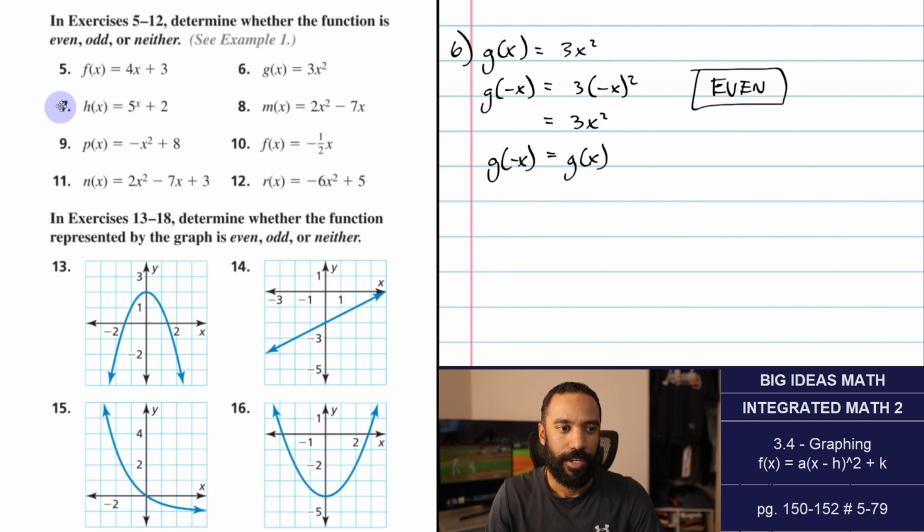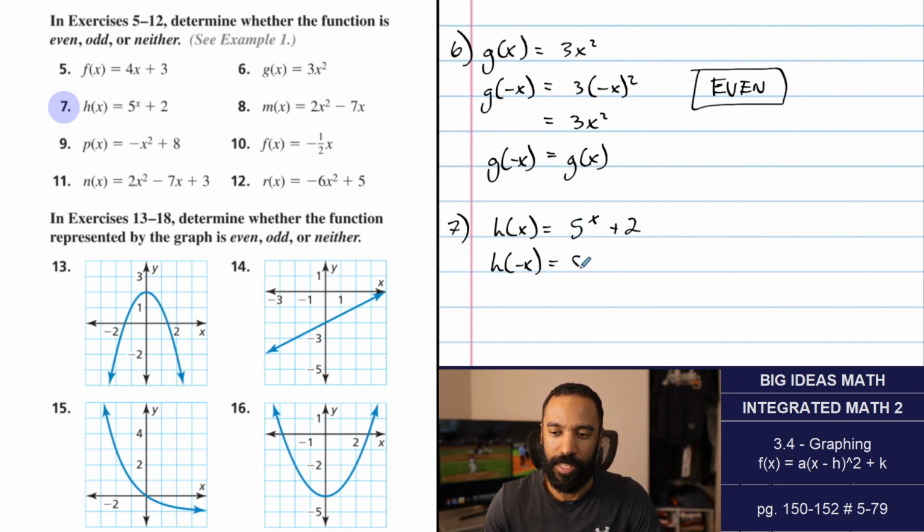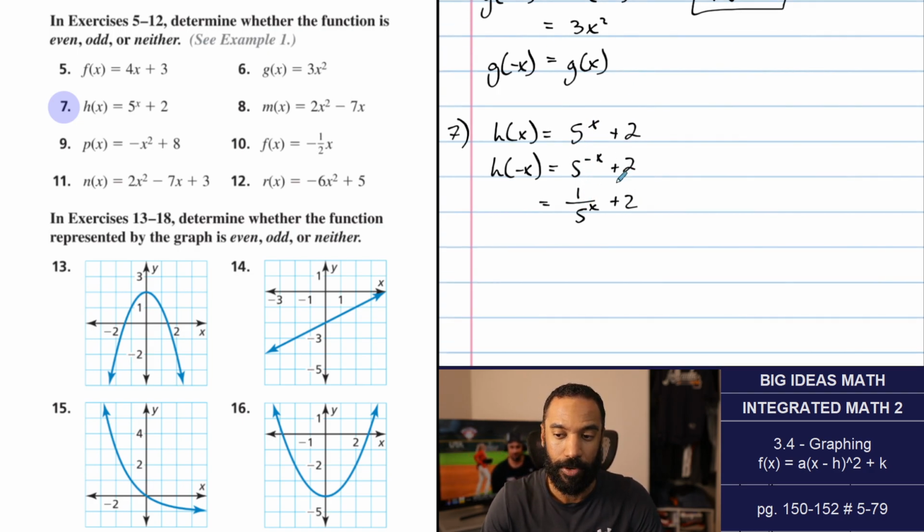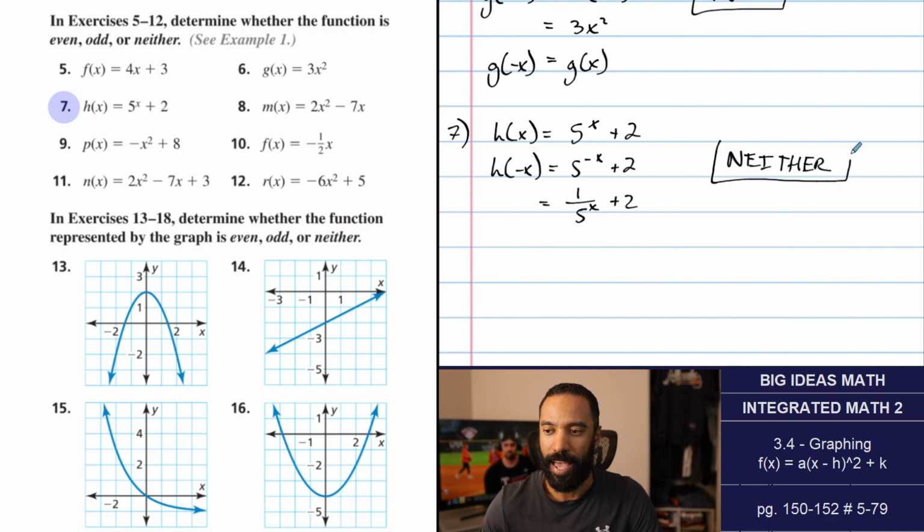Number 7. Not a polynomial, it's an exponential function. H of x equals 5 to the x power plus 2. Now h of negative x would be 5 to the negative x power plus 2. And if I were to simplify that, 5 to the negative x is 1 over 5 to the x power, plus 2. That is not identical with this in any such way. The 2 may be the same, but this part's not. Whether it turned negative or reciprocated like that, this is once again a neither case. It is neither the same nor the exact opposite of h of x.